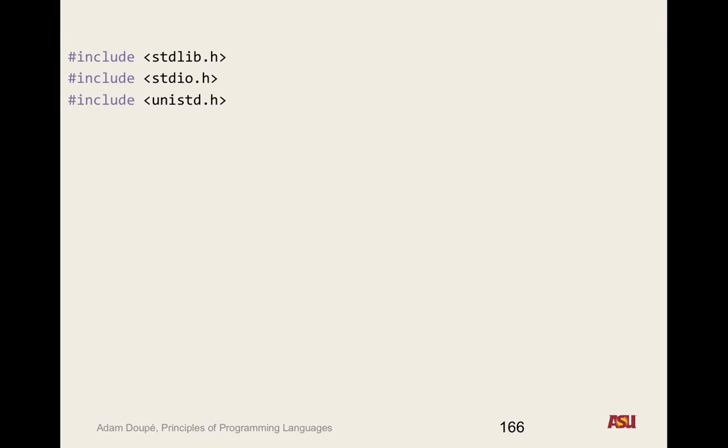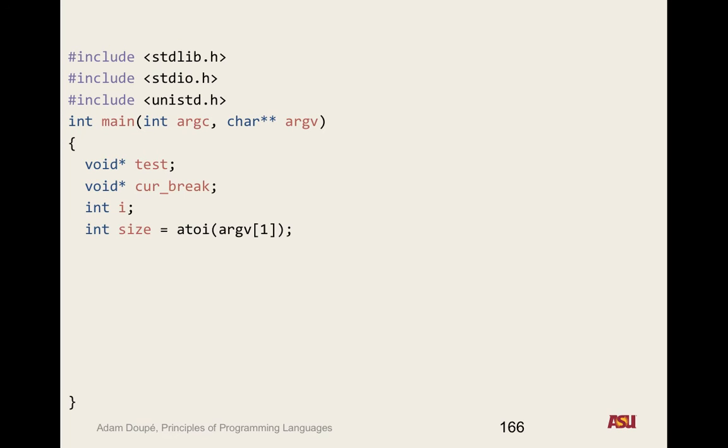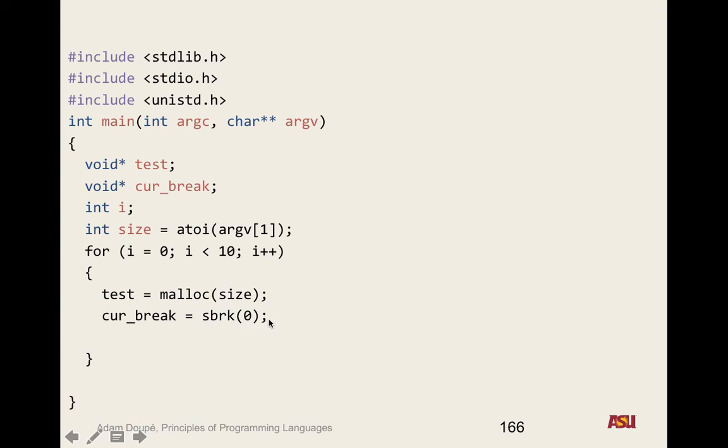So here I have pretty much the same program. I'm going to loop, same thing, right? I just added one more local variable called current break. I'm going to call malloc, so I'm going to malloc some memory. And then I'm going to call sbrk 0. So what does sbrk 0 do?